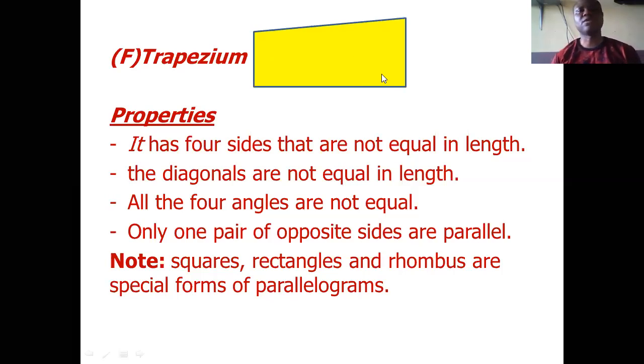All the four angles are not equal, as you can see on the diagram there. Only one pair of opposite sides are parallel. As you can see, this side is parallel to this side, even though I do not indicate parallelism.